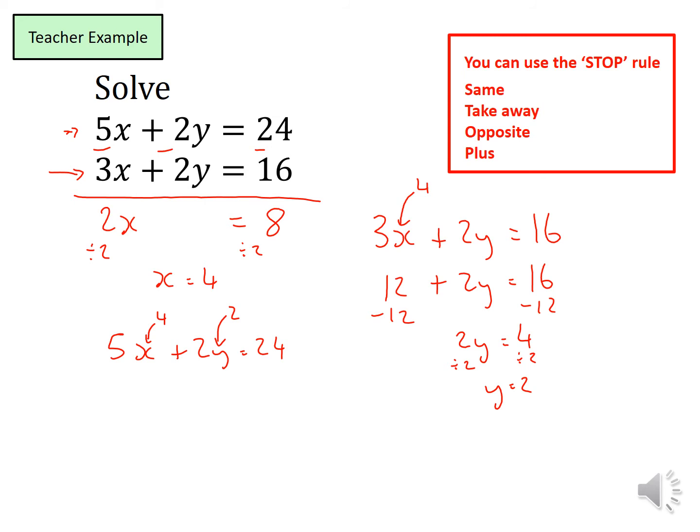5 times 4 is 20. Add 2 times 2, which is 4. 20 add 4, does it equal 24? Yes, it does. So the numbers that we have found for x and y are correct.